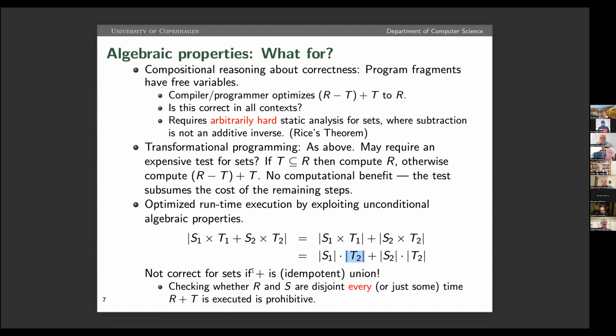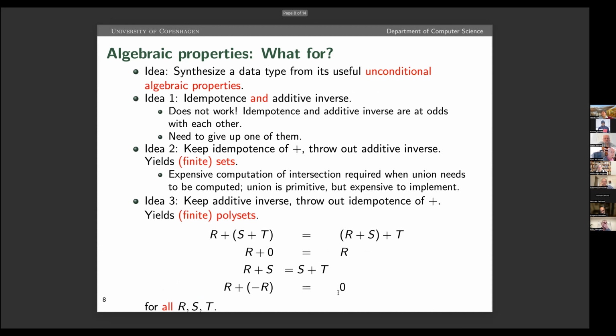But this is not correct if plus is idempotent union, okay? So checking whether R and S are disjoint every time R plus T is executed is again prohibitive. So the idea now is the following: let's synthesize a data type from its useful unconditional algebraic properties. Unconditional because we want to use this at runtime, so don't check whether R and S and T have certain properties. So idea one is idempotence and additive inverse. That's what we're striving for.